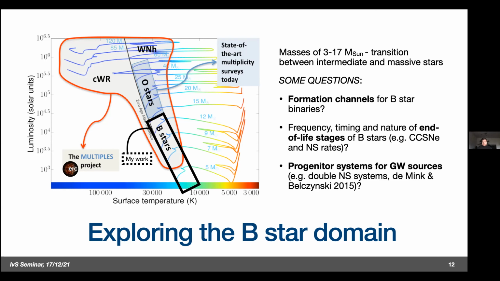As a result of this, they are also the primary progenitors for core collapse supernovae and of the further end of life stage, which is a neutron star typically for the early type B stars. So this also makes them prime candidates for producing progenitor systems for gravitational wave sources. So if we want to know the frequency, timing, and nature of both core collapse supernovae and neutron star rates, and also to have a good picture of what can produce gravitational wave sources, looking at B stars at all the stages that they exist on throughout their life cycle is an important task.